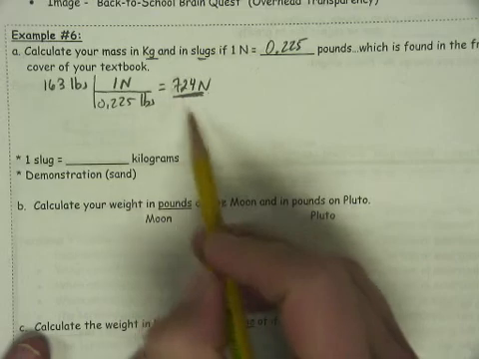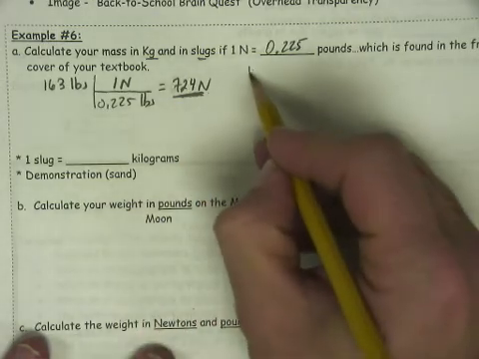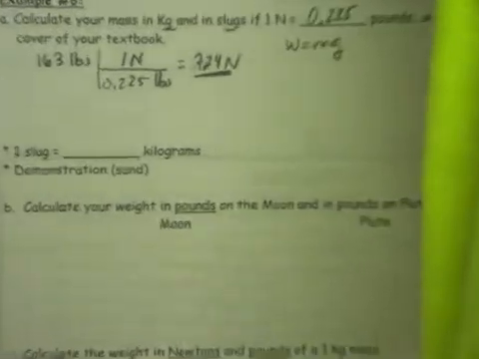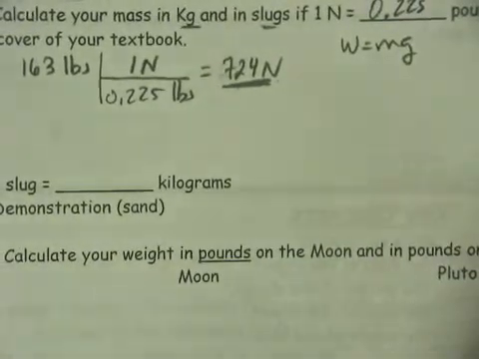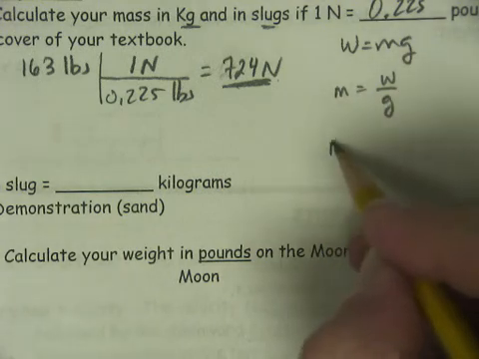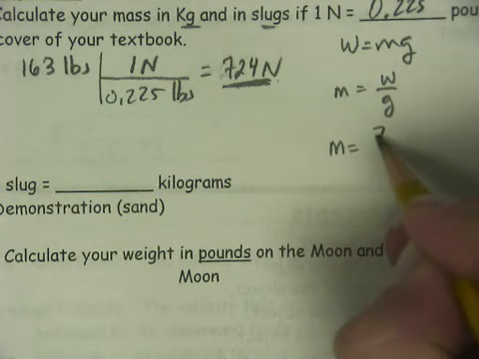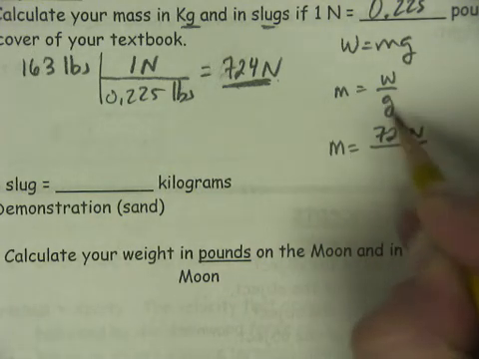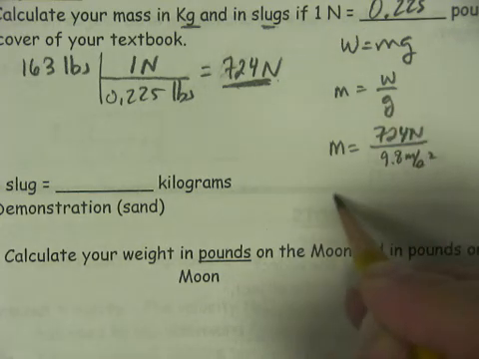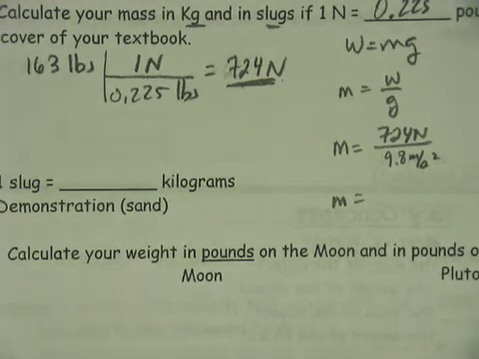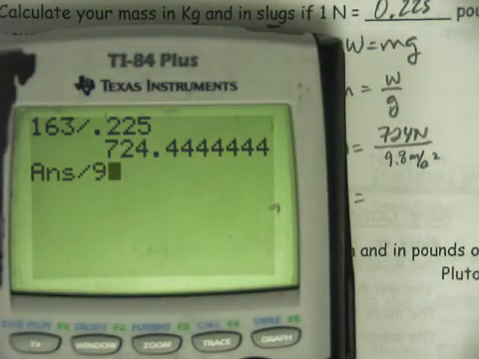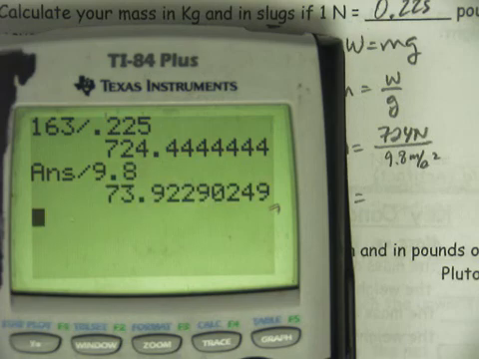All right, now, that's not our mass. We want our mass in kilograms and slugs. So we're going to do kilograms first. So we'll do W equals mg. And we want mass, so mass is W over g. So weight is 724 newtons divided by gravity, and the acceleration of gravity is 9.8. And if we divide those out, so divide by 9.8, I get 73.9.